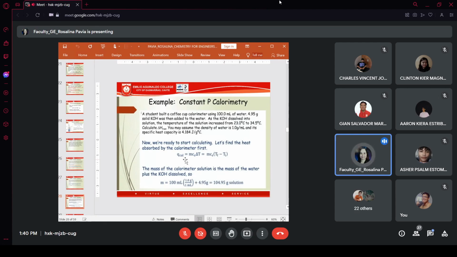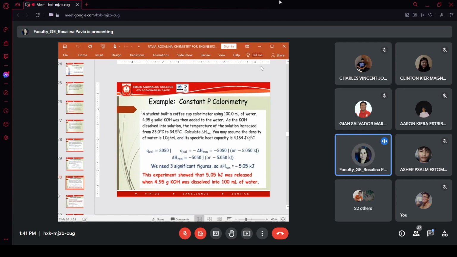Q of the calorimeter is equal to MC delta T. Na-absorb niya, so positive, MCS, T final minus T initial. Pero kailangan nating malaman yung mass ng solution. That is, mass ng tubig at saka mass ng potassium hydroxide. Alam mo na yung mass ng potassium hydroxide to be 4.95 grams. Now, determine the mass of the water making use of the volume of the water and the density of water. The density of water actually is 1 gram per ml. Diba? 1 gram per ml. Multiply by 100. So the mass of water is 100 grams plus 4.95. The total mass is 104.95 grams.